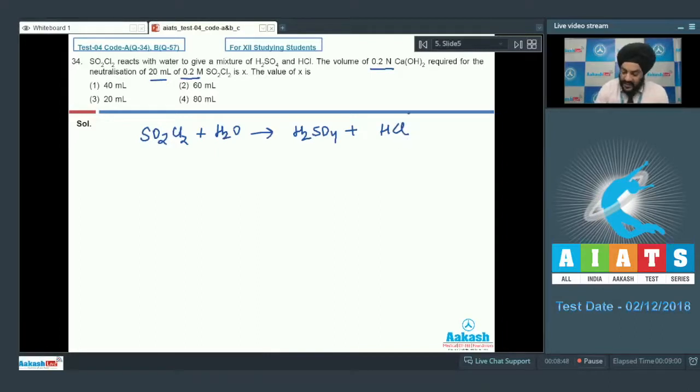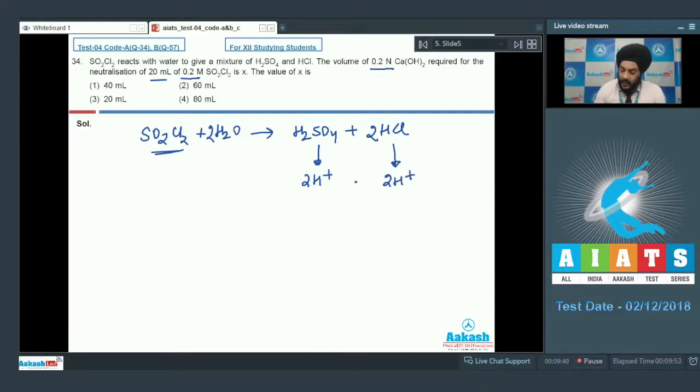Now if we try and balance this equation, we'll have a factor of 2 for HCl and we'll have 2H2O reacting with this species. So students, if we look at the solution which is created, it contains 1 mole of H2SO4 and 2 moles of HCl upon dissolution of 1 mole of SO2Cl2. So if we talk about the N factor of this species, we can try and figure out the number of H plus ions that it furnishes in the solution. 1 mole of SO2Cl2 will produce 1 mole of H2SO4, which furnishes 2 H plus ions. And 1 mole of SO2Cl2 also produces 2 moles of HCl. So this will also furnish 2 H plus ions in the solution.